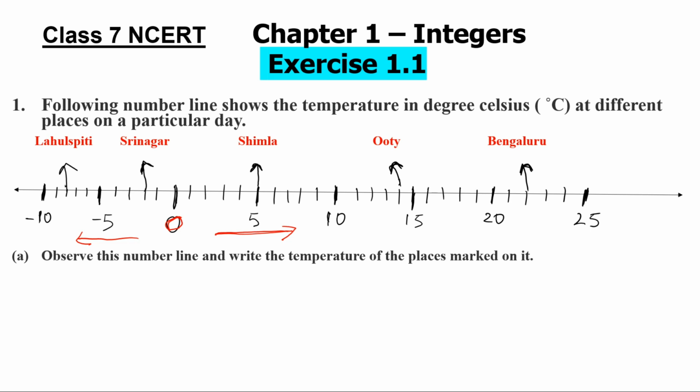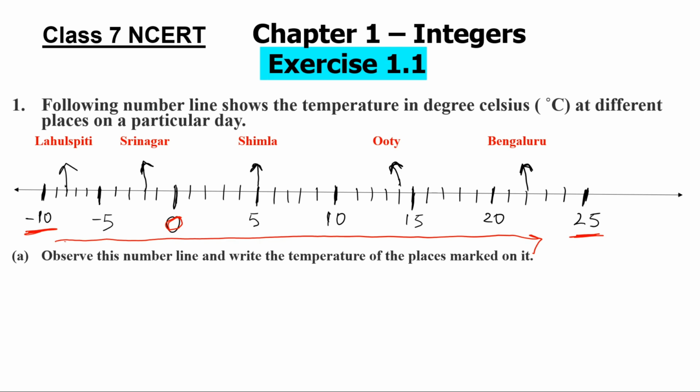We have learned in grade 6 about integers. So if you see here on the number line, -10 would be the coldest temperature and 25 would be the hottest temperature. That means as we move from left to right, that means we start from -10 and we move towards 25 degrees Celsius, the temperature increases.